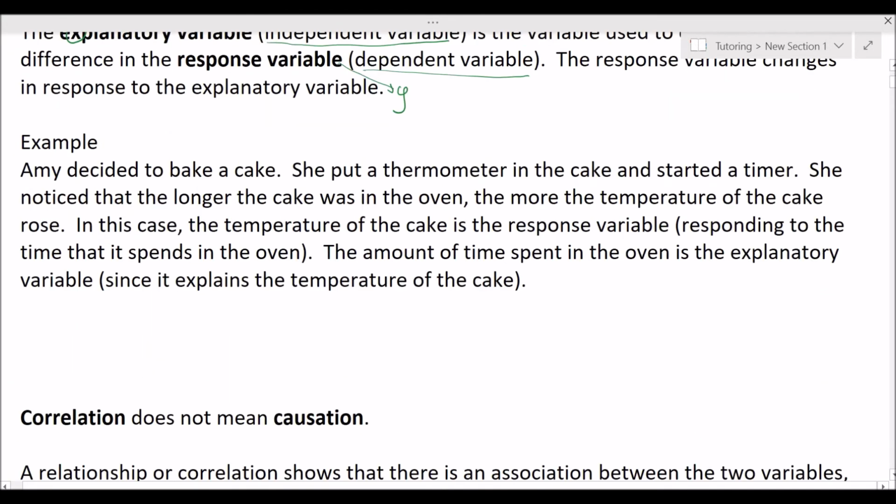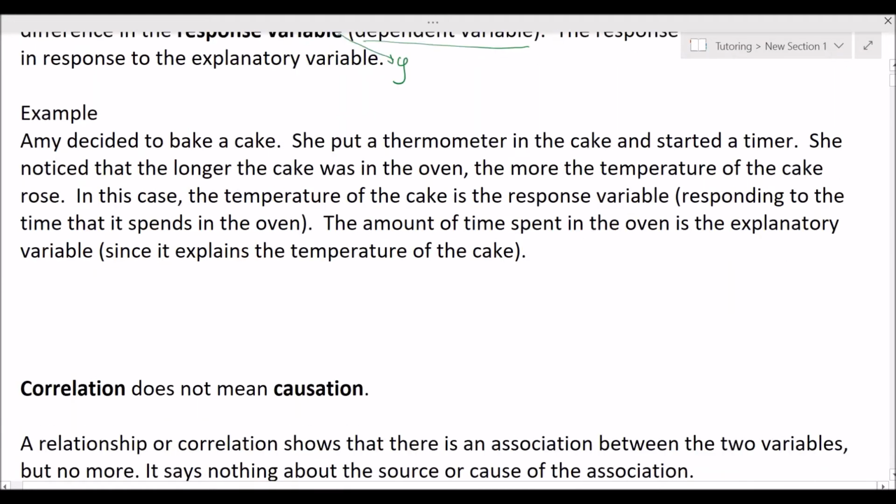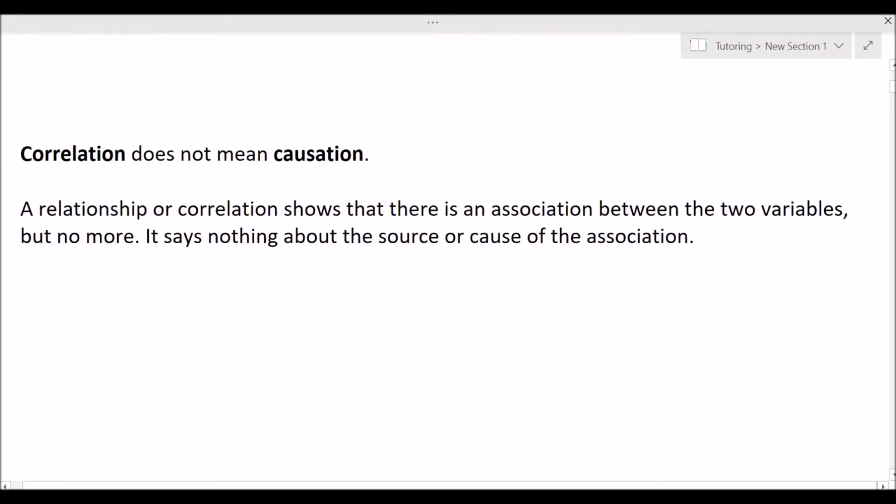All right, our other point here, which was about association or relationship. So let's talk about that for a second. There's a phrase that you might be familiar with in mathematical and science circles, which is correlation does not mean causation. A relationship or correlation shows that there is an association between two variables. There's a relationship between them, but no more. We cannot conclude anything about the source or the cause of the association.